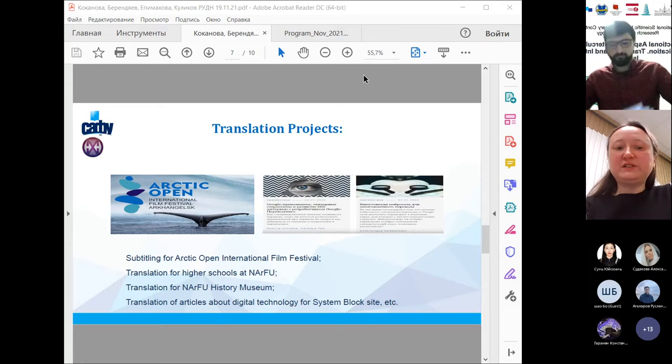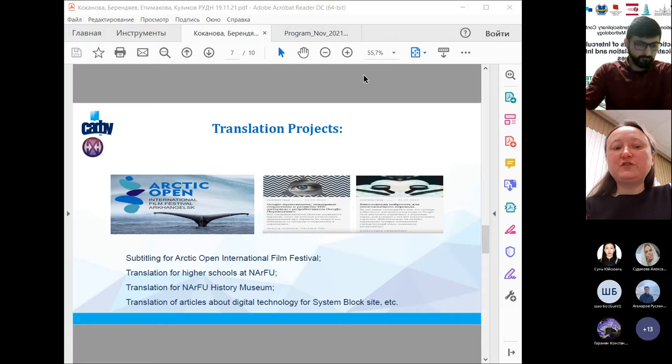Projects for the NAFU History Museum include the translation of documents from the personal archives of the literary critic Alexander Mikhailov from French into Russian, translation of the museum's permanent exhibition from Russian into English, subtitling of films devoted to the museum's research results.